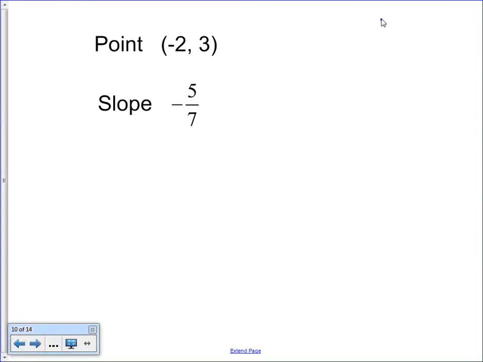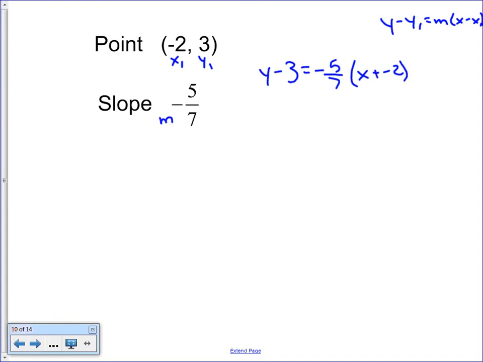So another example, remember our form, we got y minus y1 equals m times x minus x1. Here's your x1, y1, and here's your m. So y minus 3 is going to equal negative 5 over 7, because that's my m, times x minus x1, so x minus a negative 2. And to simplify that, these just switch to positives, so we got y minus 3 equals negative 5 over 7 times x plus 2.